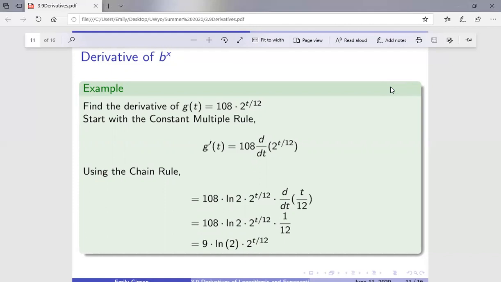And then to finish it up, we want to take the derivative of our inside function. And our inside function is t over 12. So we're looking for d/dt of t over 12. Well, we've just got t times 1 over 12. The t is going to go away, and we're left with 1 over 12. So all in all, we're left with 9 times the natural log of 2 times 2 to the power of t divided by 12.